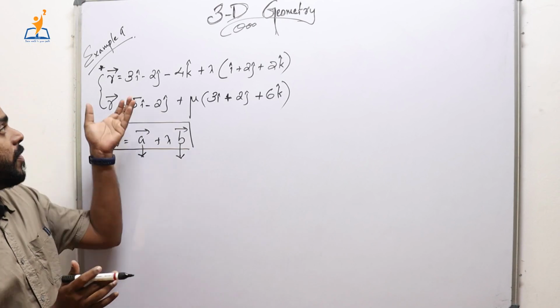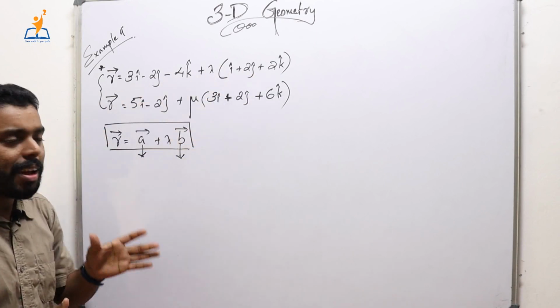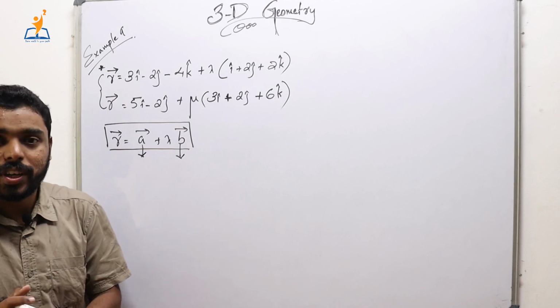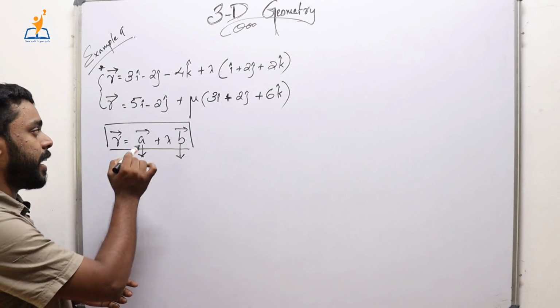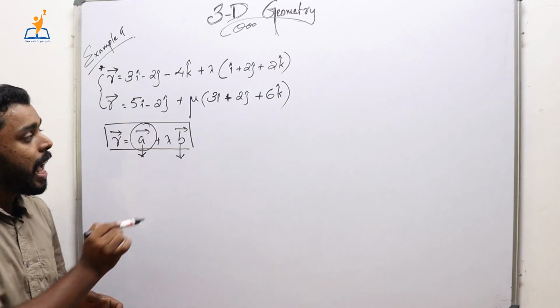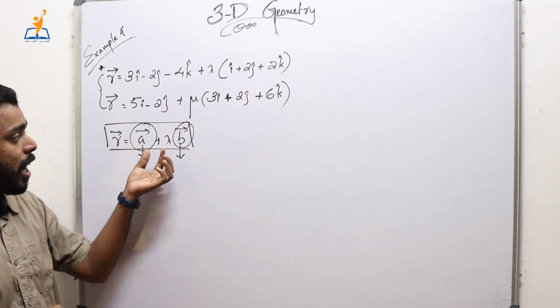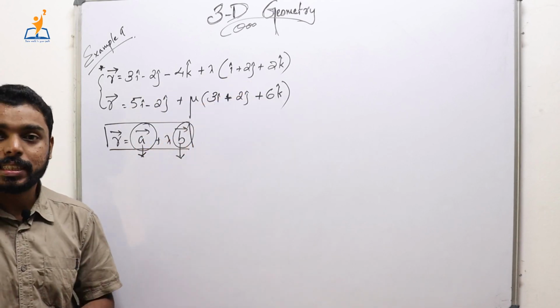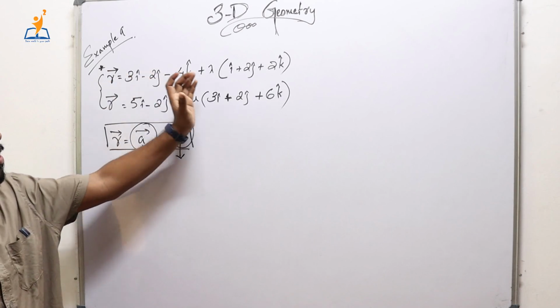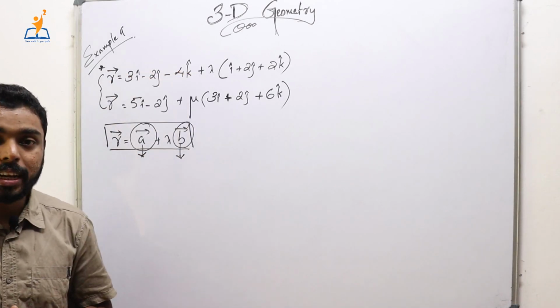Always remember this. Whenever the given equation is of that form, it is nothing but the equation of a straight line. What kind of straight line? It is the equation of a straight line which passes through a point A whose position vector is A and parallel to vector B. We have learned this form in the previous class, isn't it? So we are given a pair of lines like this. We have to find the angle between them, right?